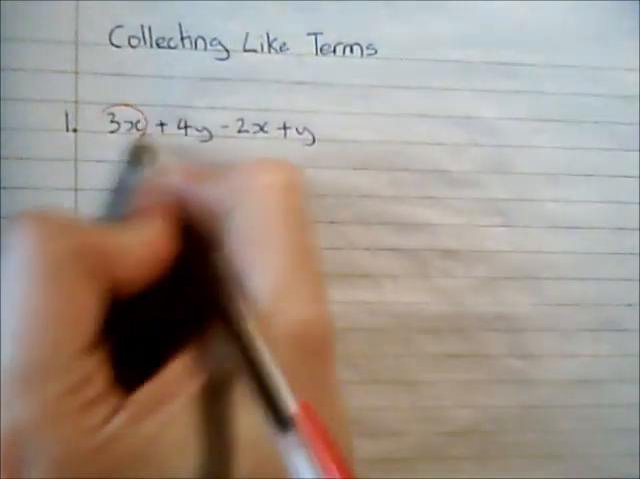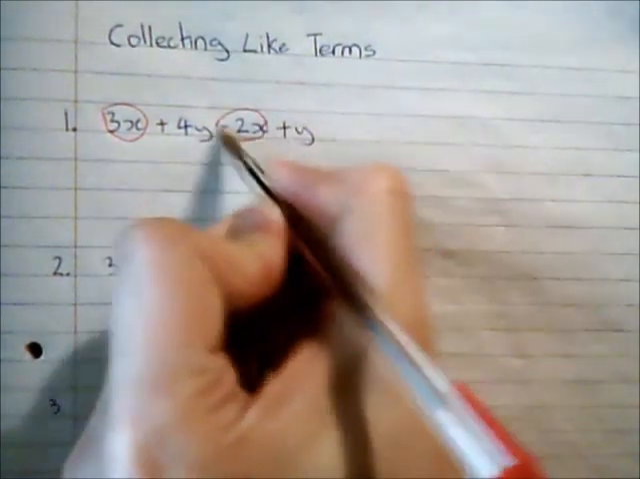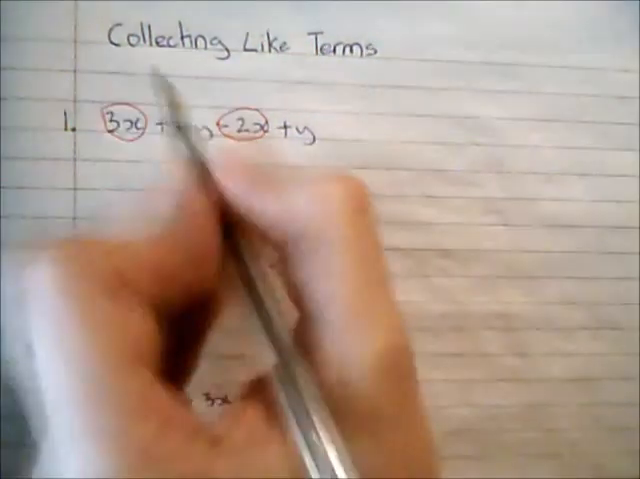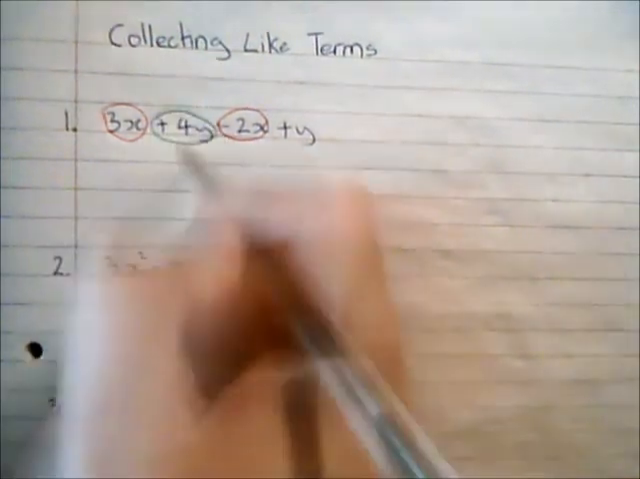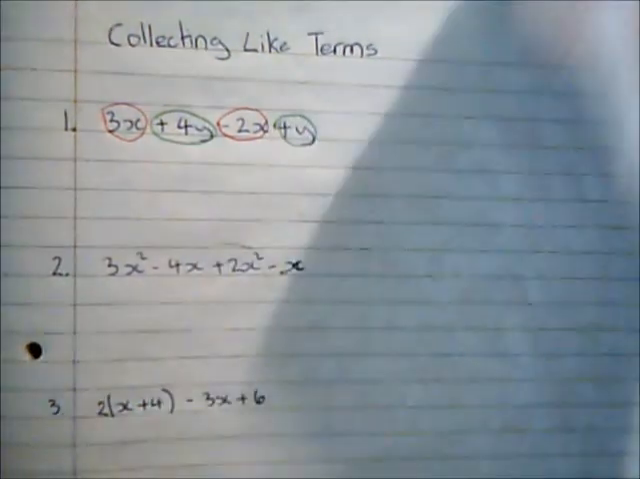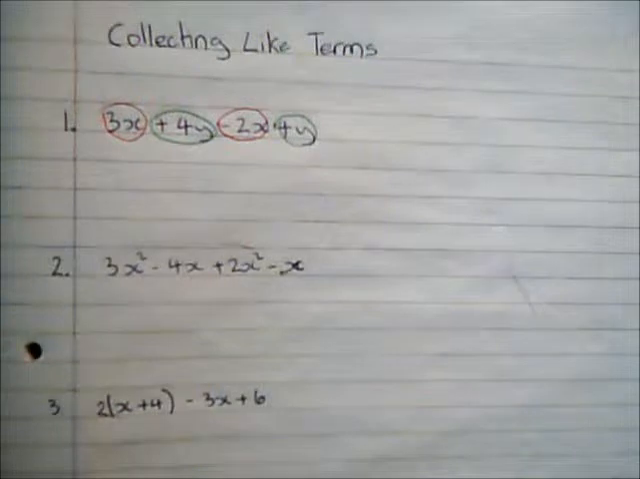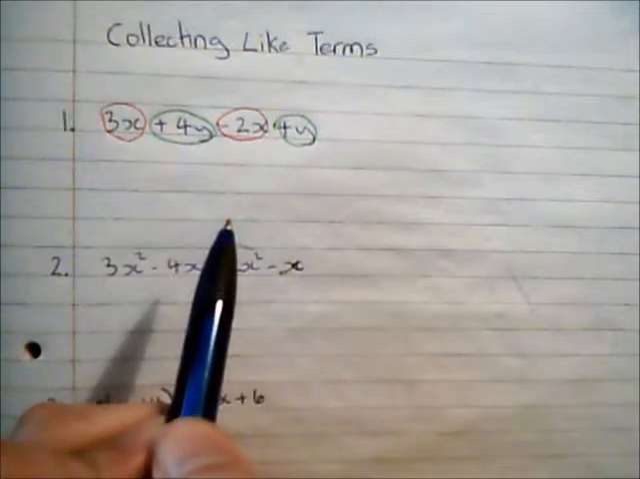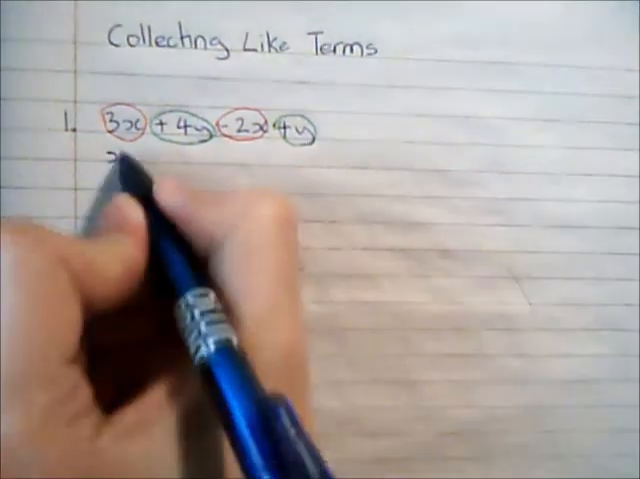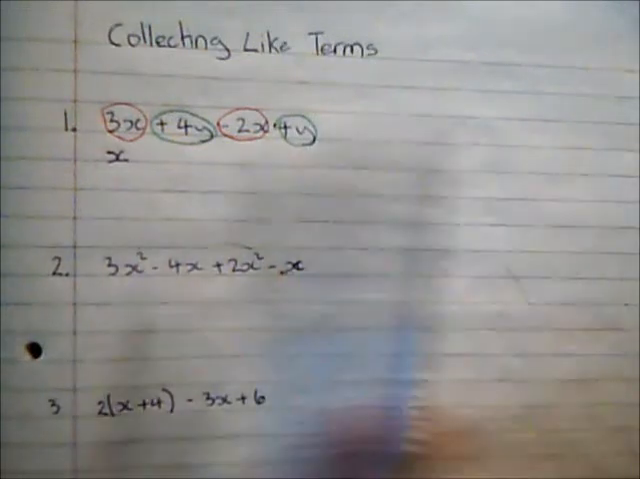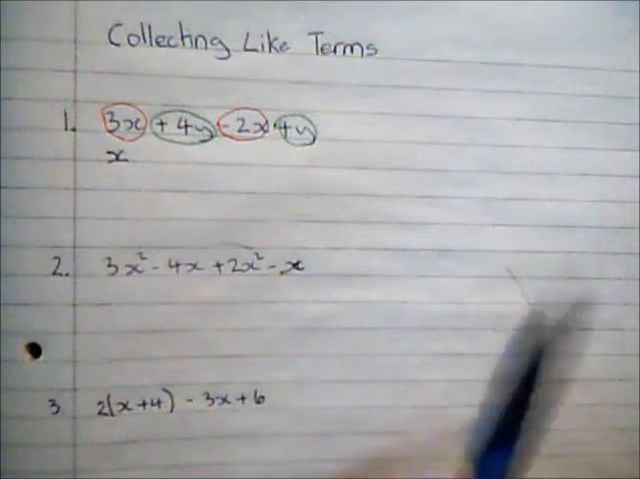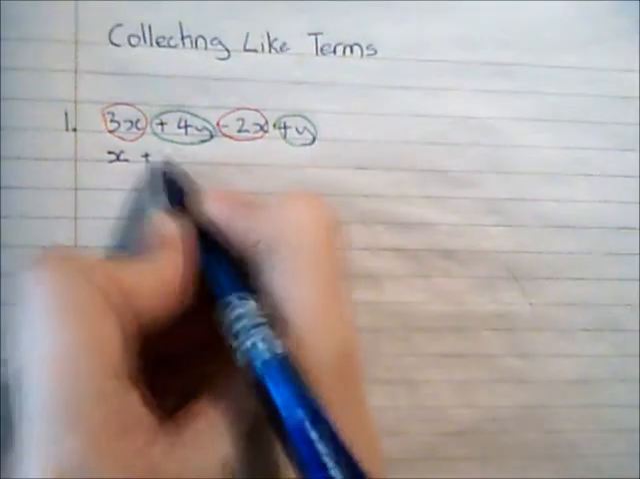So we have these 2 terms that have x's in, and then we've got these 2 terms that have y's in. So first of all, I'm just going to look at the red circles with the x's in. So I have 3 x's, later on I'm subtracting 2 of them, so I just have 1 x left. And if I look in the green circles, I have a positive 4y here, and later on I'm adding another y, so that's plus 5y.